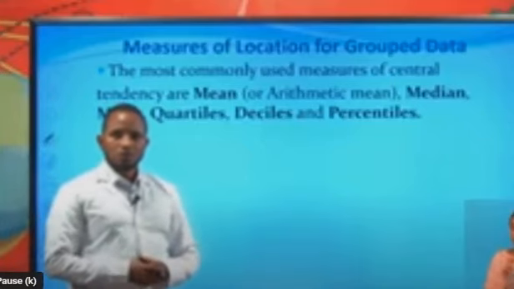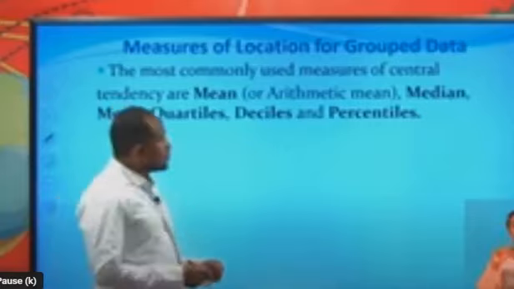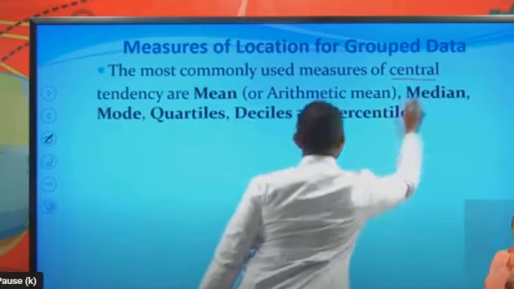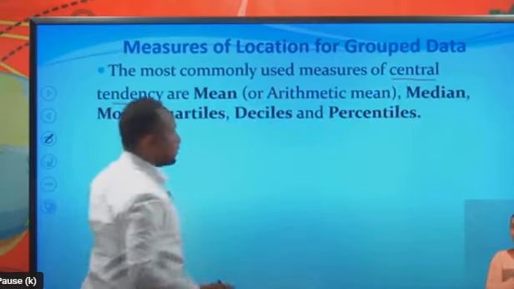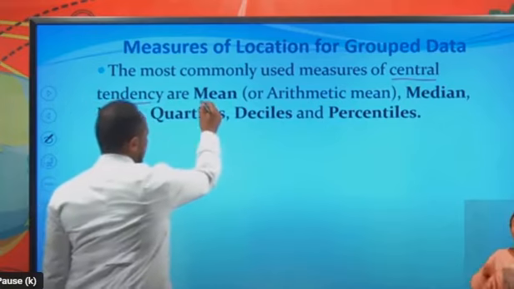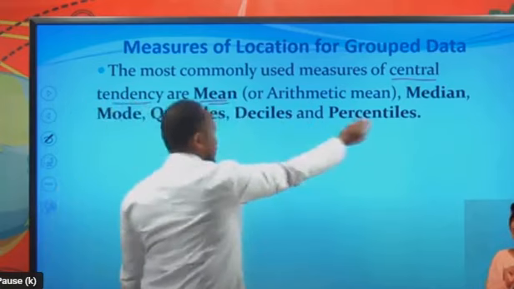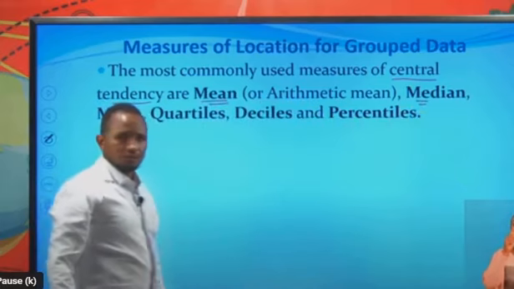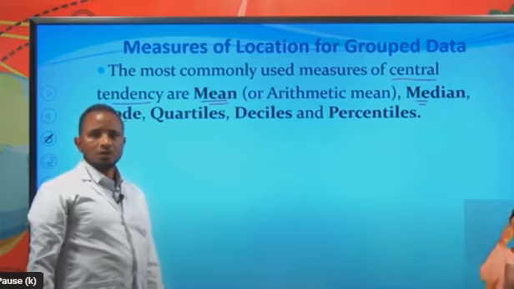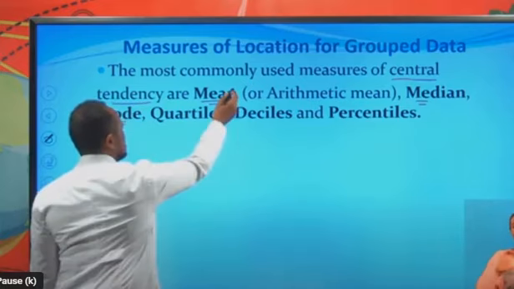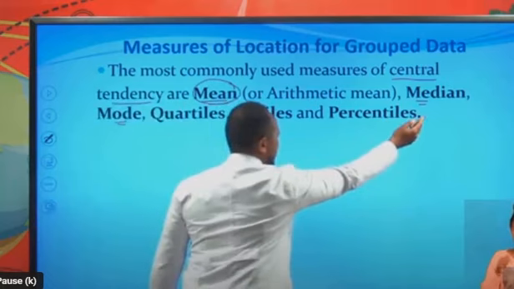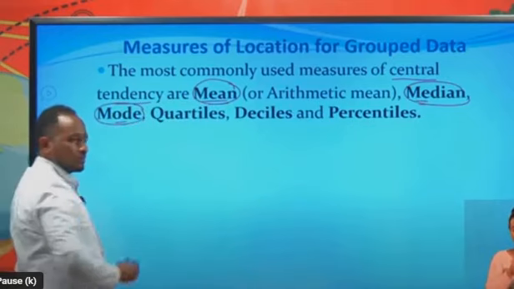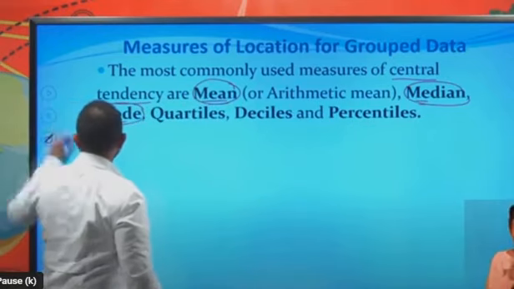Let's see first measures of location for group data. The most commonly used measures of central tendency, or measures of location, are mean, arithmetic mean, or median, mode, quartiles, deciles, and percentiles. So today we'll focus on mean, median, and mode. So let's continue to the lesson.